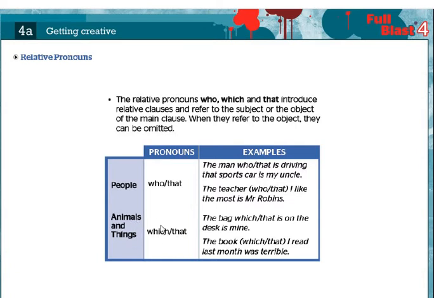Animals and things, we use which with them. The bag which is on the desk is mine. The bag which. We can't omit which here. The book which I read last month was terrible. Here, who read? I read. I read the book. So which expresses the book, which is an object here. The book which I read last month was terrible. We can omit which here. Okay?